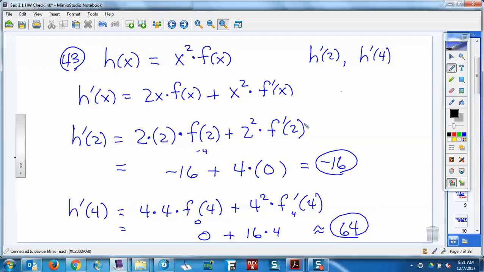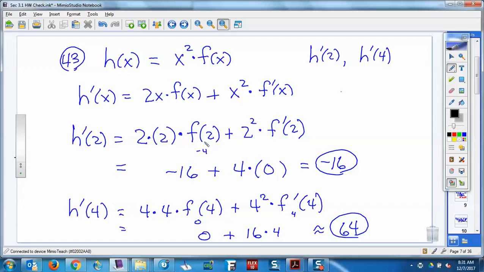Estimate h prime of 2 and h prime of 4. They gave you the picture of little f. So h is this. I went ahead and did my product rule, and got this. Then h prime of 2 would be all this.